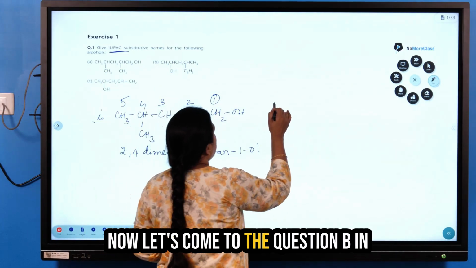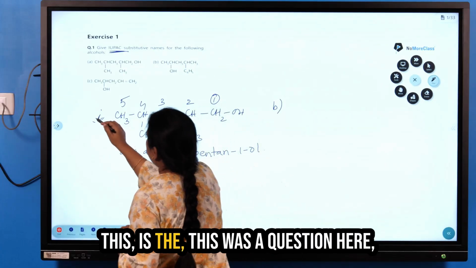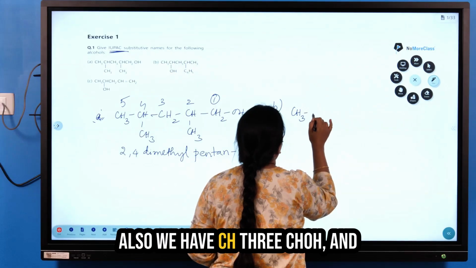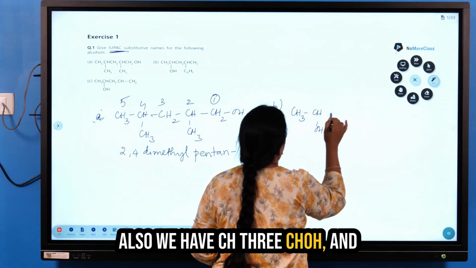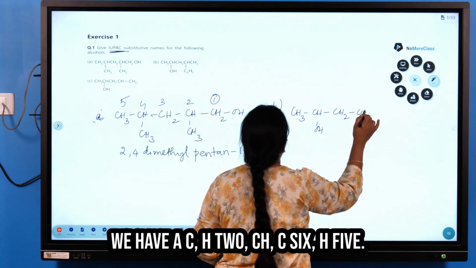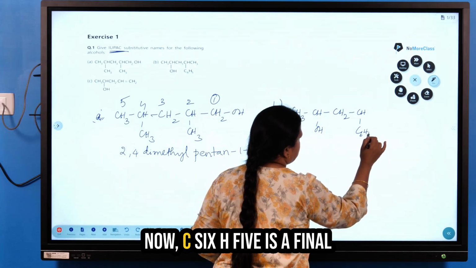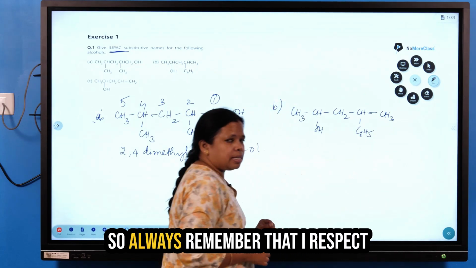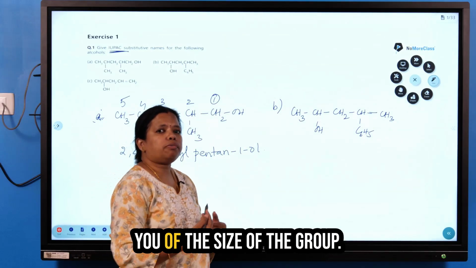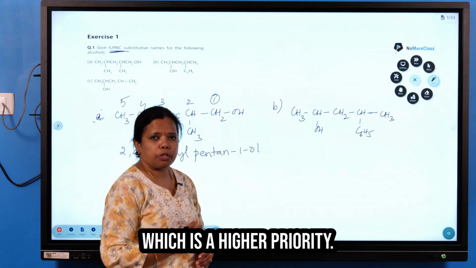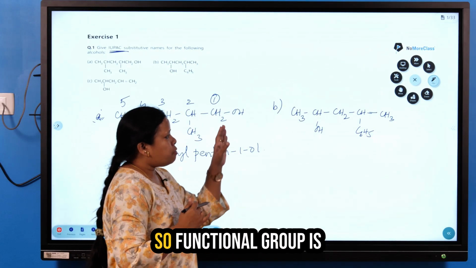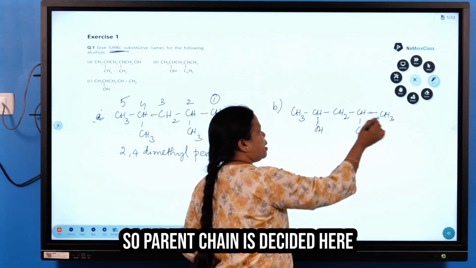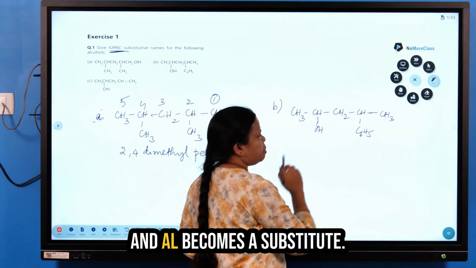Now let's come to question B. This was question A and this was question B. Now here also we have CH3, CHOH, and we have a CH2, CH, C6H5. Now C6H5 is a phenyl ring or benzene ring as such. So always remember that irrespective of the size of the group, it is the functional group which is of high priority. So the functional group is present on the alkyl chain. So the alkyl parent chain is decided here and phenyl becomes a substituent.